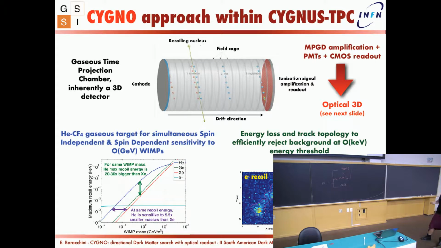Why? You can see this is not an artistic reconstruction. This is how we see our event in our detector. You can see how different a neutron recoil looks from an electron recoil of the same energy. And the other innovation is the use of helium with CF4. Helium, being so light, has a very good kinematic match to low mass WIMPs, so it will allow you to explore the low mass region better than xenon or other heavy targets, and at the same time we will have fluorine, which is spin odd, so we will have sensitivity to both spin dependent and spin independent coupling.